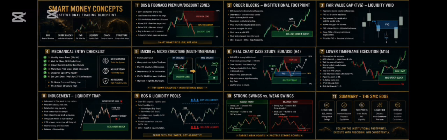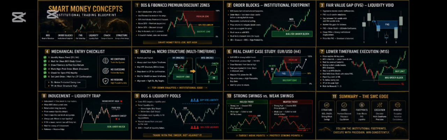You are no longer guessing the market's move, you follow systematic rules. If any step of the checklist is missing, you simply pass on the trade. The discipline to stick to this exact checklist separates a losing trader from a profitable one.